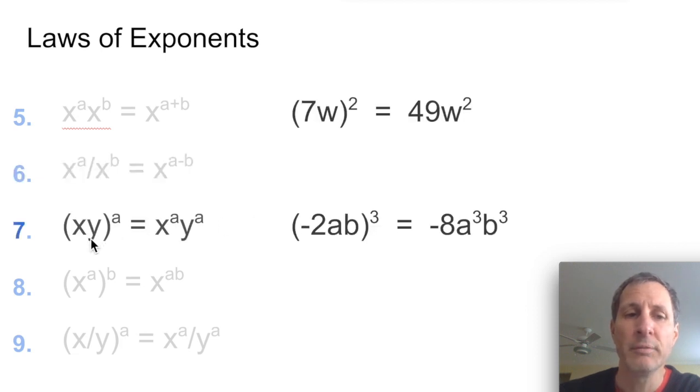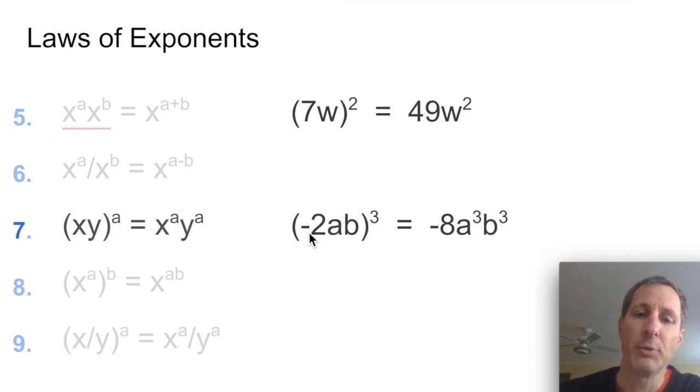In rule number 7, it's basically like a distributive property of multiplication. So xy raised to the a power, we have to apply the exponent to each of the variables or constants inside of the parentheses. In this case, we just have an x and a y, and they're both variables. We'll apply the a to both of those. You can see in the first example, we have a constant and a variable. We're going to apply the squared exponent to each of those. So we square the 7, and then we square the w. And we get 49, which is 7 squared, times w squared.